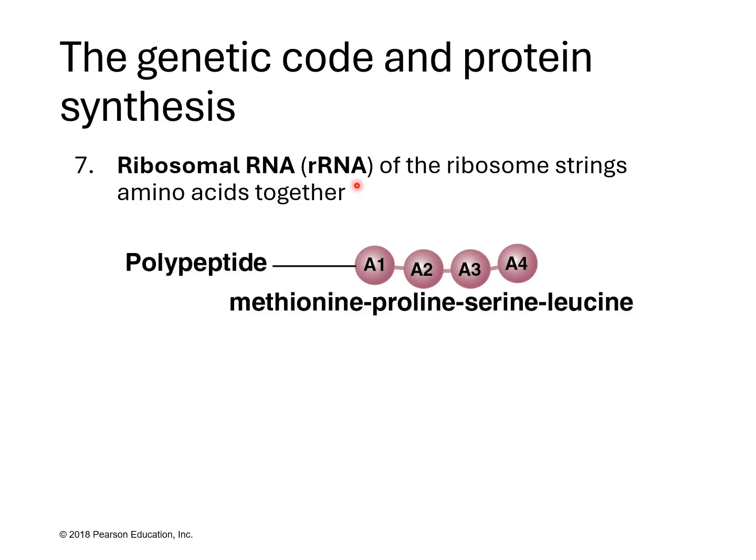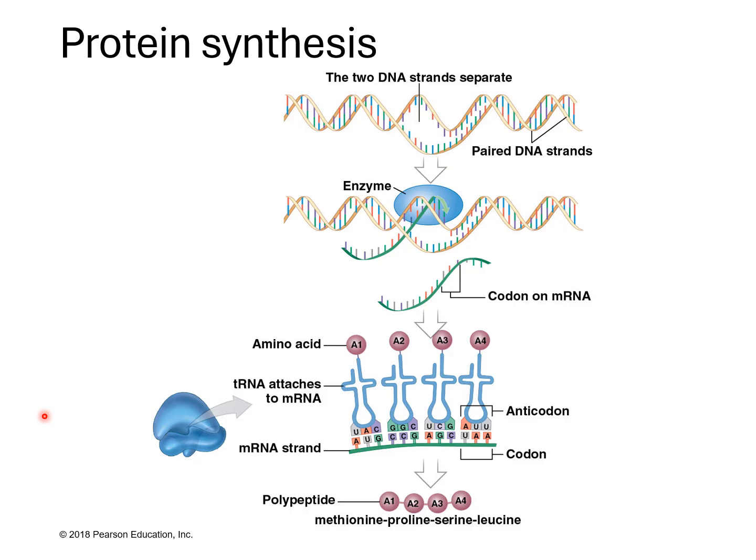And then ribosomal RNA of the ribosome strings together the amino acids. And they're added together by a peptide bond. So a protein is just called a polypeptide because it means many of these bonds. And if you look at this again, they separate, an enzyme holds them together, they read, and then it eventually makes a protein.